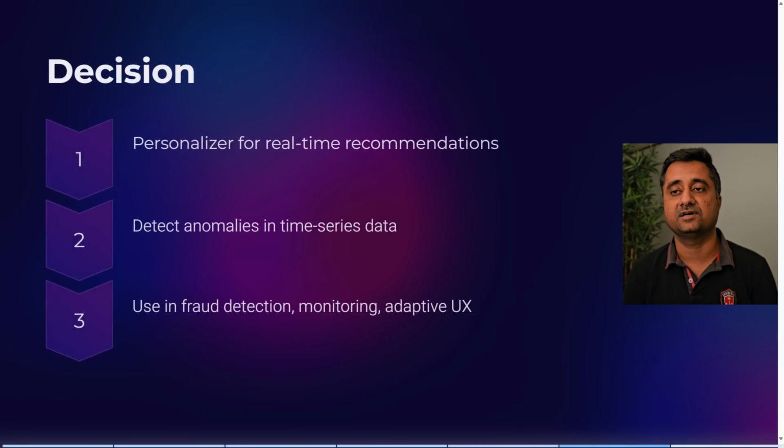So the last one is decision. Where do we use decision services? It's basically used for real-time personalization or giving some recommendations. It's also used for detecting anomalies in a series of data. And it's mainly used for fraud detection, monitoring, and adaptive UX. What it means is, if there is any anomaly happening that is not in your normal state, you could use that. It would also help you make the decision and give you an alert when something really happens.